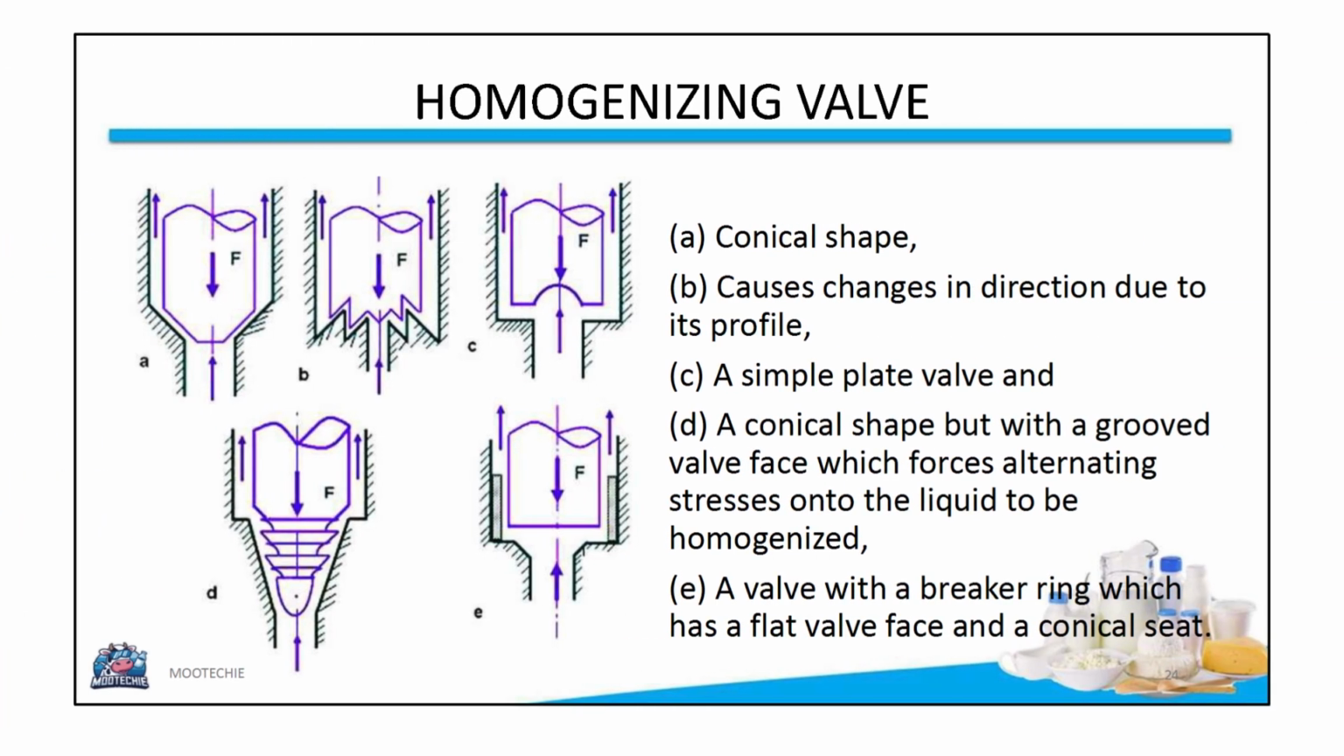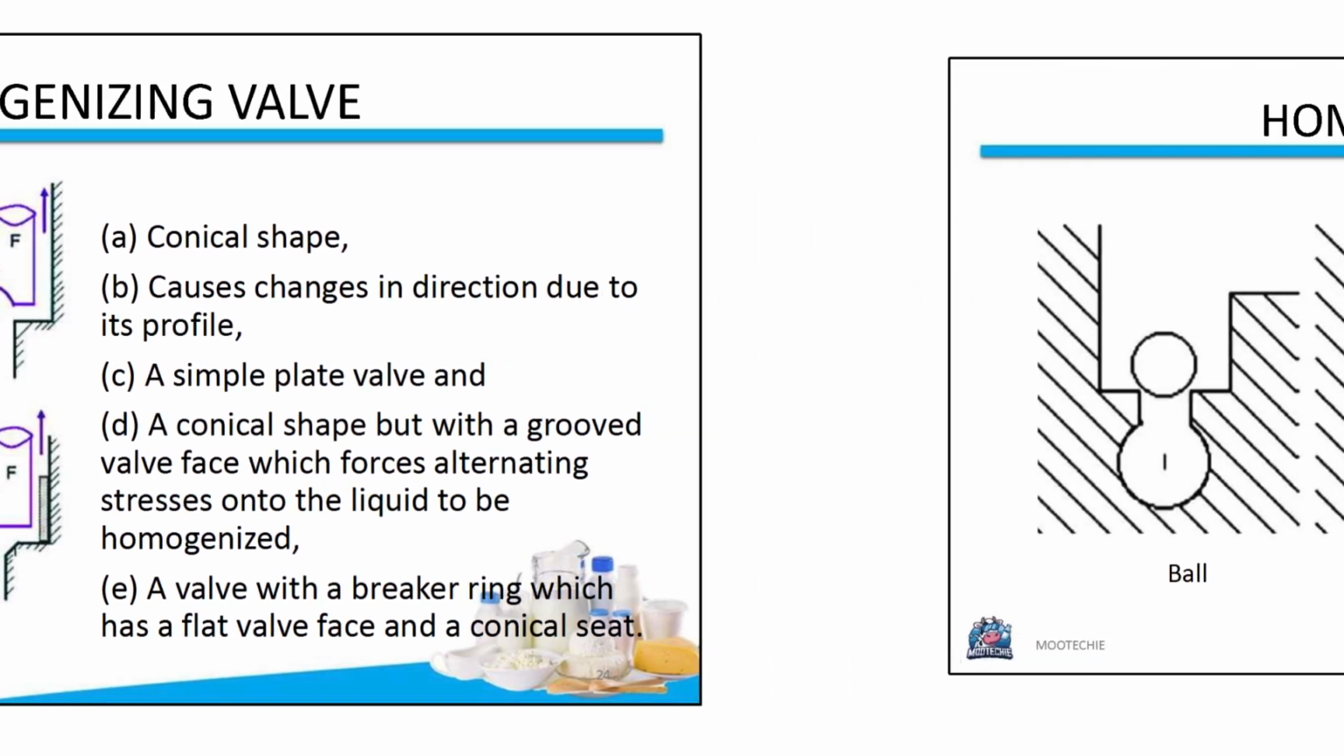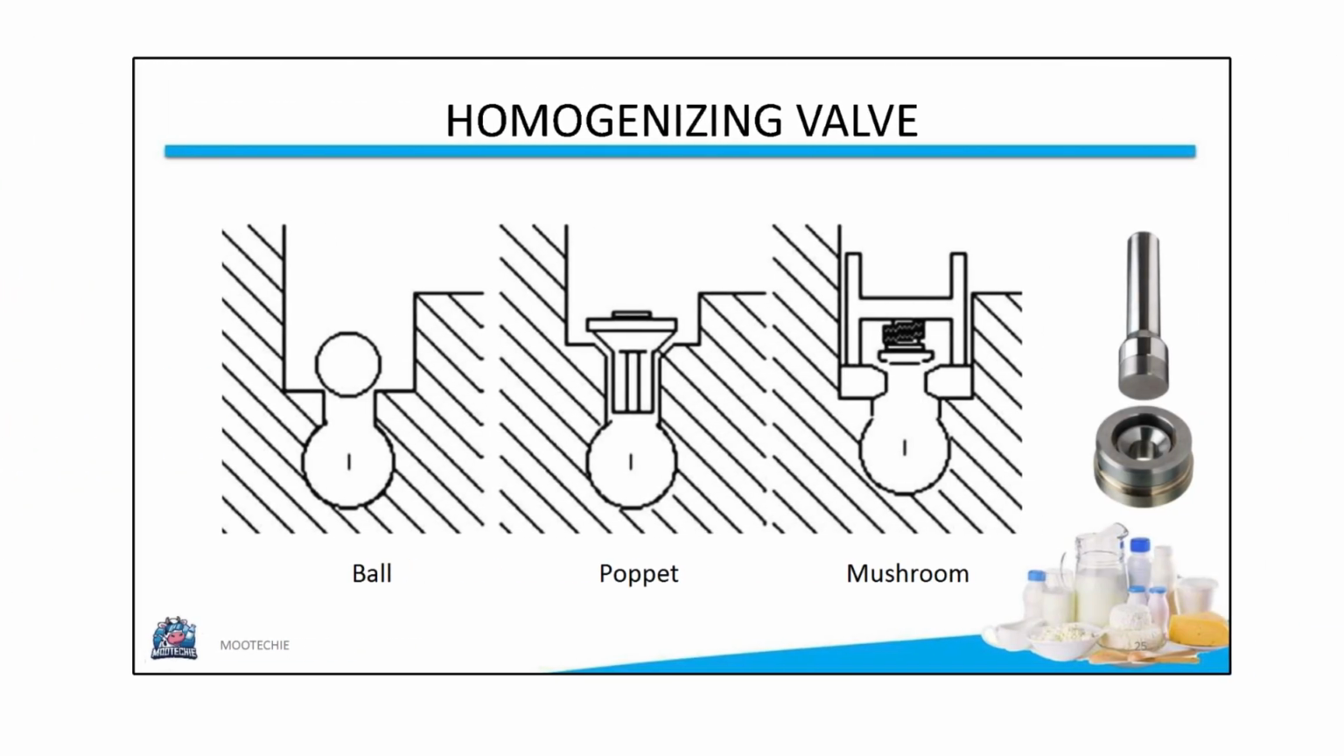The homogenizing valve comes in several designs. It can have a conical shape, a profile that causes changes in flow direction, a simple plate valve, a grooved valve face to create alternating stresses, or a design with a breaker ring. Valves can also be classified by their shape, such as ball, poppet, or mushroom valves.